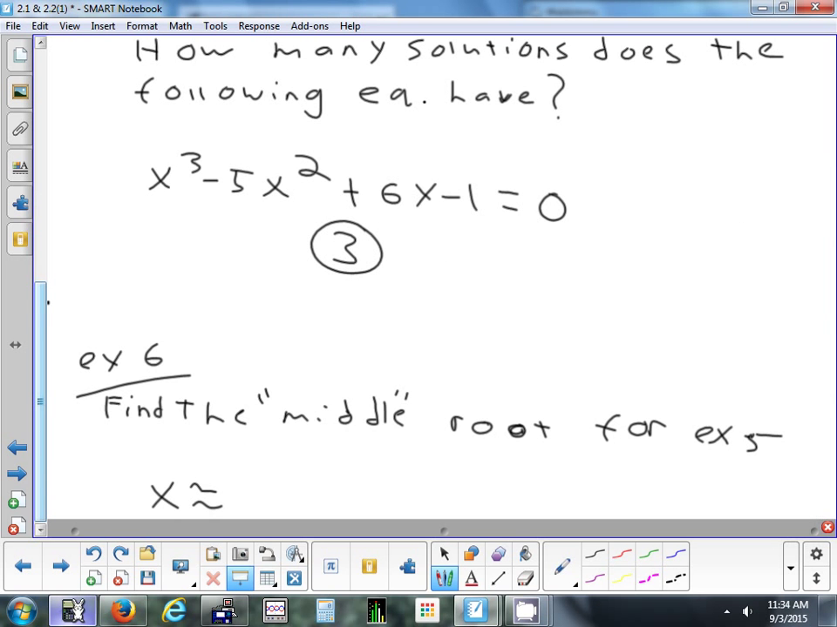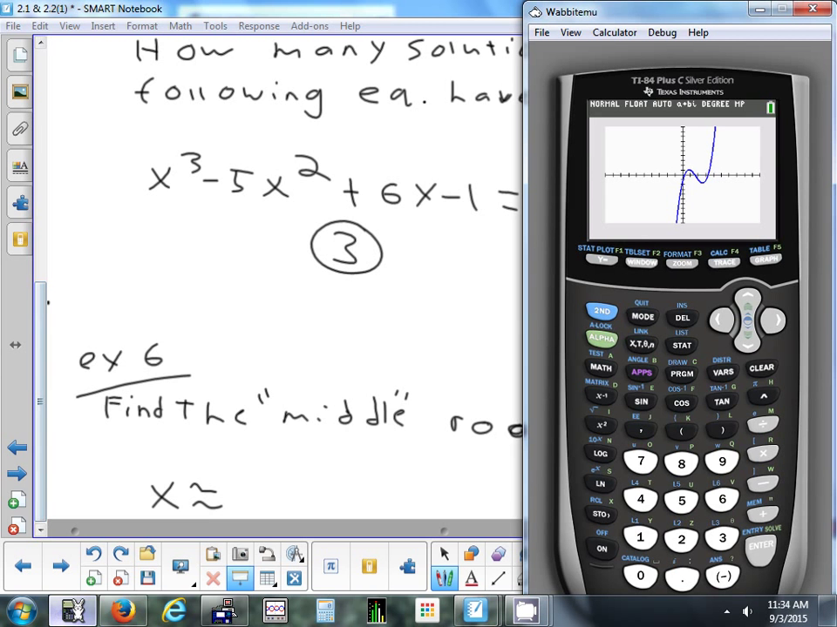Okay, now the next example connects in with example 5. Find the middle root. Okay, by middle, I mean that one right there. So we find that middle root. Let's give people just a second to type it in.